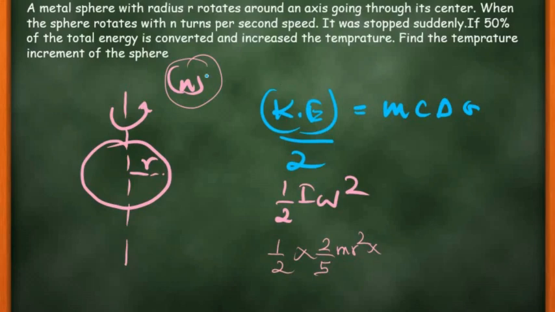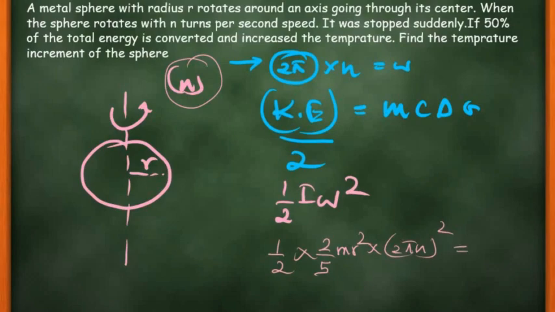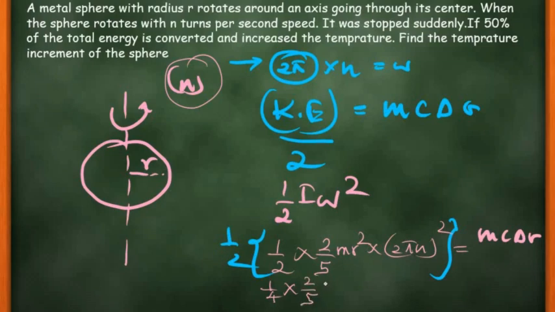Now finding omega, right? The data they are telling us is n, the number of turns per second. So one turn means 2 pi angle, so that into n, 2 pi n is the omega value. So let's apply that value there. 2 pi n squared, that is omega squared, right? And remember that 50% of this energy is mc delta theta, right? Let's simplify it, half and half. Yes, we can get it as 1 over 4, then 2 over 5 m r squared, again we get 4 pi squared n squared, right?